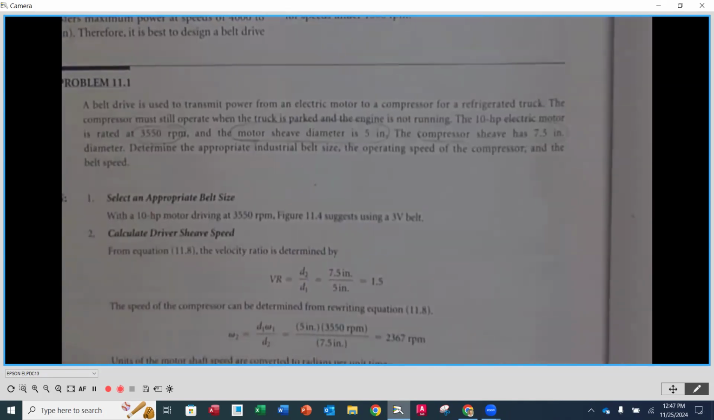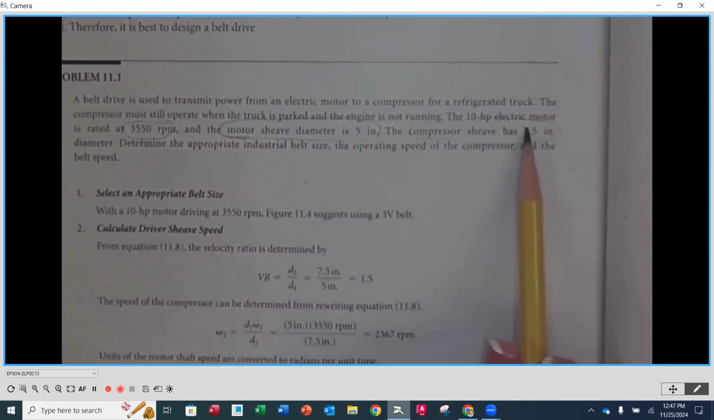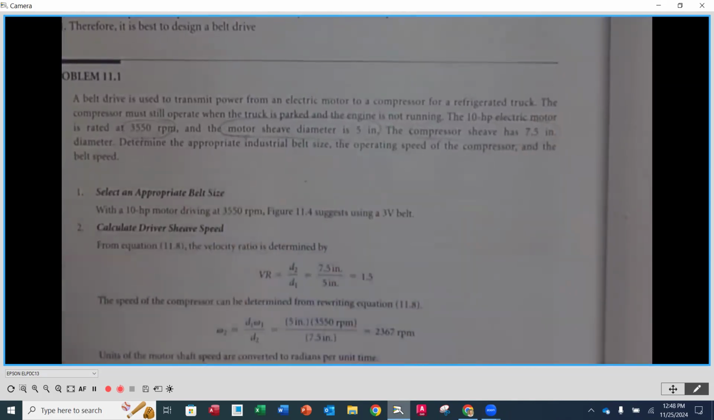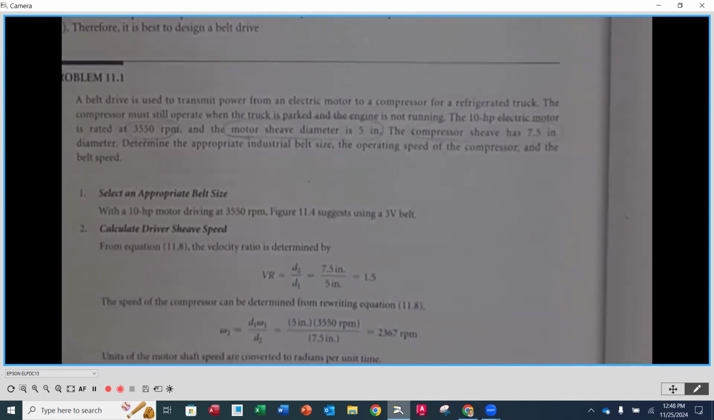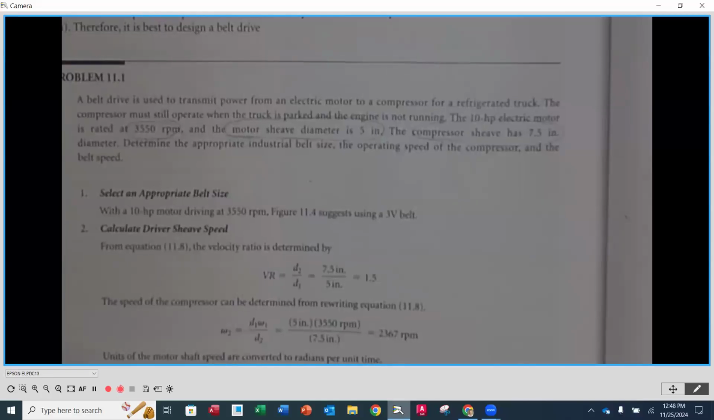So this is on page 306. It says we have a belt drive used to transmit power from an electric motor to a compressor of a refrigerated truck. The compressor must operate when the truck is parked and the engine is not running. The 10 horsepower electric motor is rated at 3550 RPMs, okay? And the motor sheave has a diameter of 5 inches. Okay, so that's coming right off of the motor. There's a 5-inch diameter sheave on there.